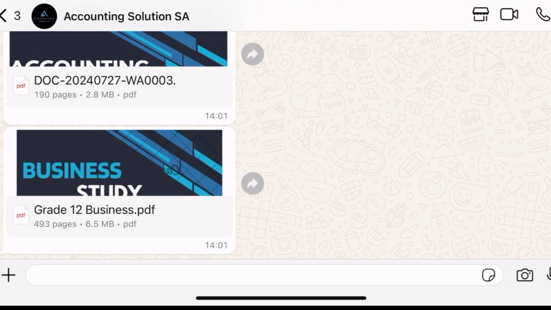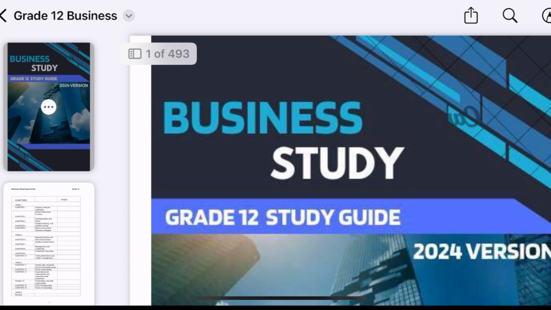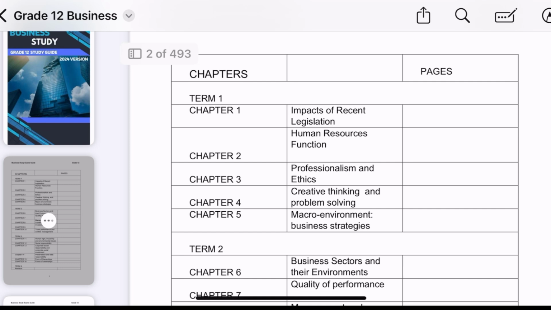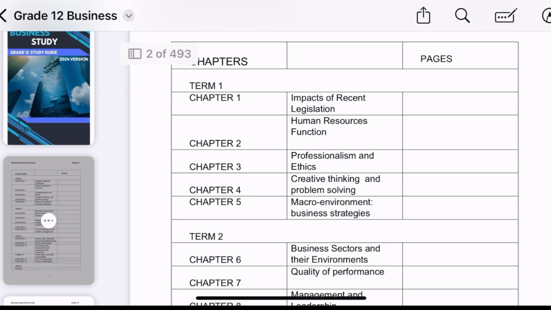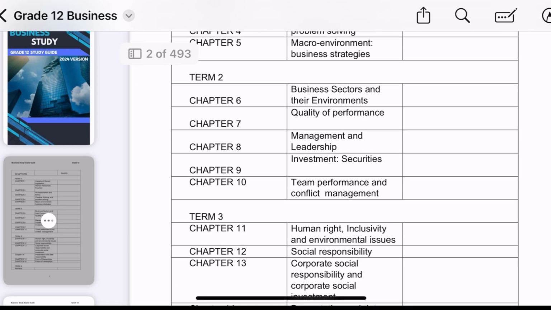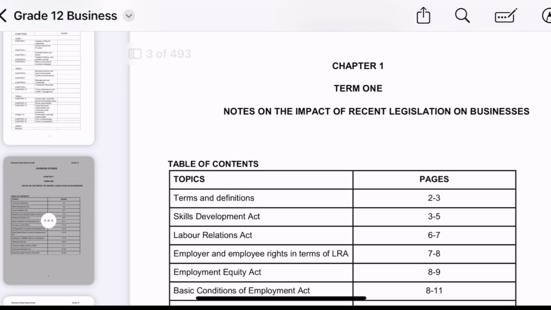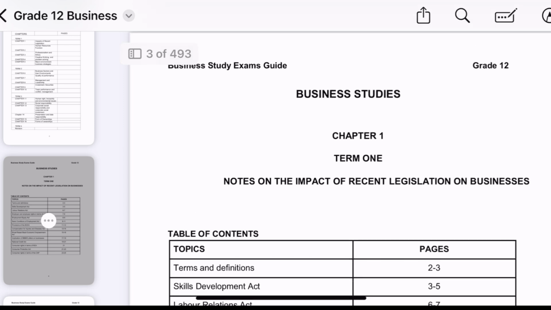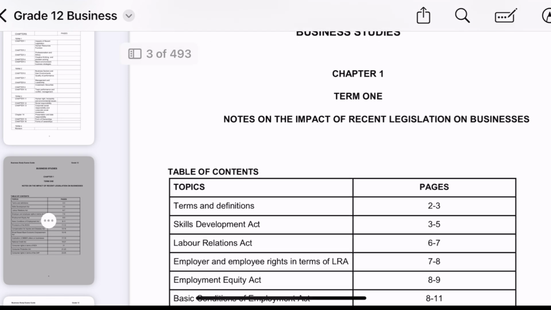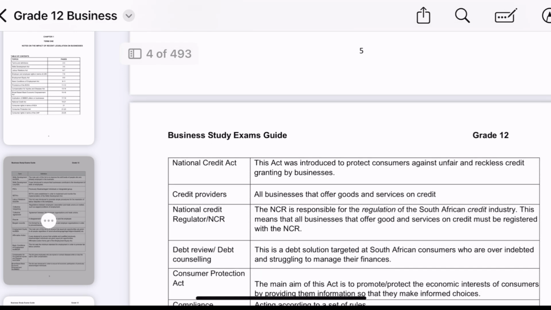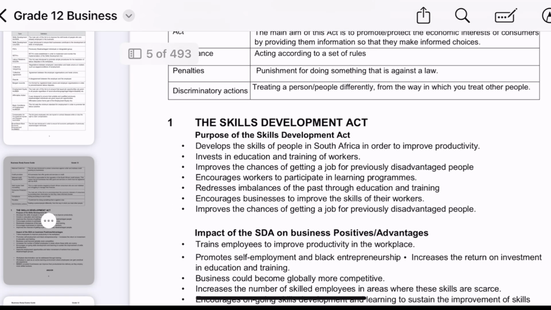Okay, so let's take the business study guide now. We have a cover page, and then we have a table of content like the other ones. You can see everything is clear, with chapters for term 1, term 2, term 3, and term 4. Chapter 1, for business studies in grade 12, is legislation. We have tried our best to simplify it so that when you read it, it's going to be simple for you.